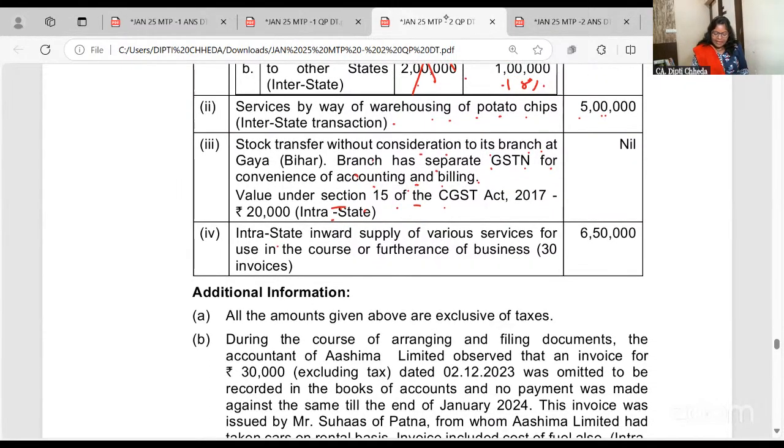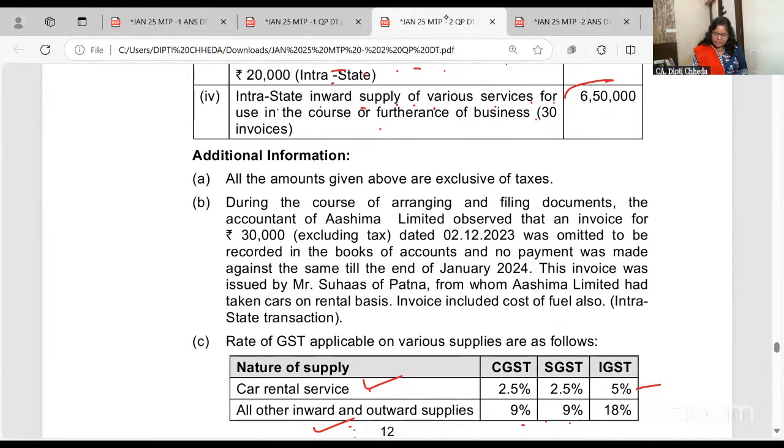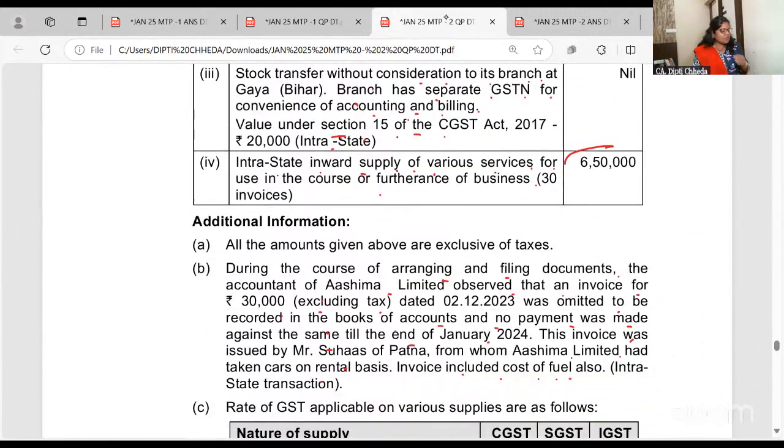Now, intrastate inward supply. Outward supply is over. Now inward supply 650, 30 invoices. Out of that, they clearly gave you that during the course of audit of Ashima Limited, it was observed that an invoice of 30,000 was omitted to be recorded in the books. No payment was also made. The invoice was issued to Ashima, which had taken cars on rental. The invoice included the cost of fuel and it was intrastate. So in the case of 30,000, you will not get the credit. Why? 30,000 you will not get the credit.